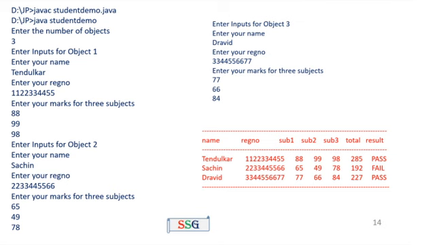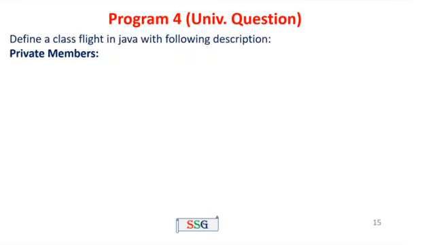The first student also passed, second student failed, third student passed. Now we have studied the 3 programs. The first program created only one object, second program created 2 objects, third program created an array of objects. That means now you are able to write the program for a single object, 2 objects or 3 objects or an array of objects. Okay. The next one, fourth program, it's a university question.